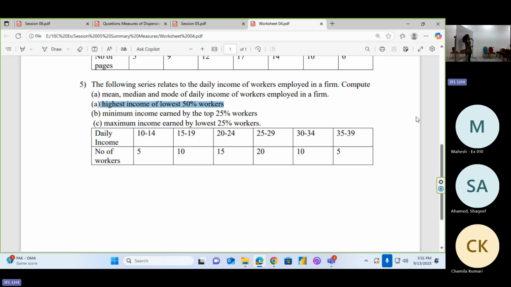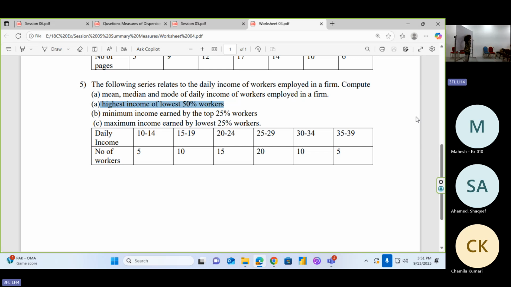Okay? Then the other way, how is it? We consider the top 50% of employees. This represents what? They have higher income. Okay? Then 25.125 is the lowest income earned by the top 50% of the employees.